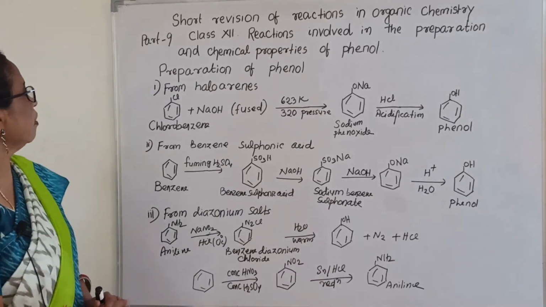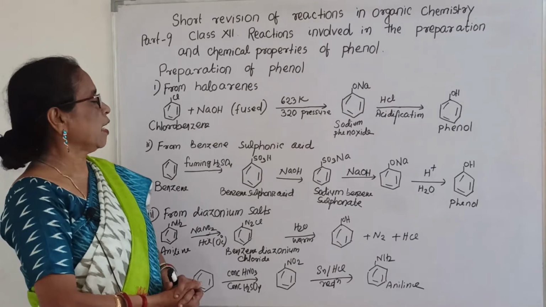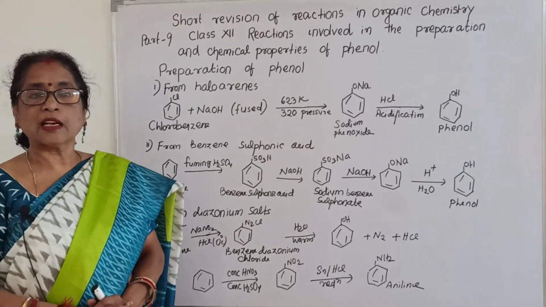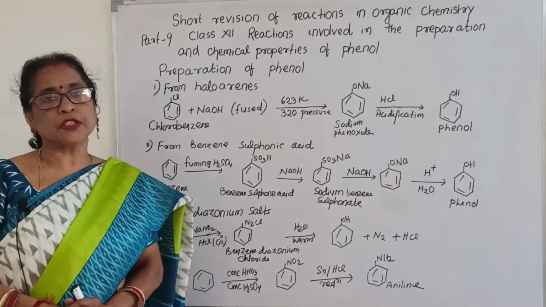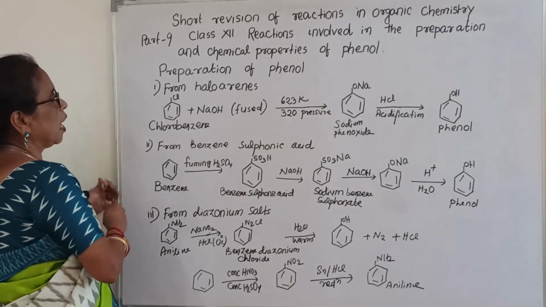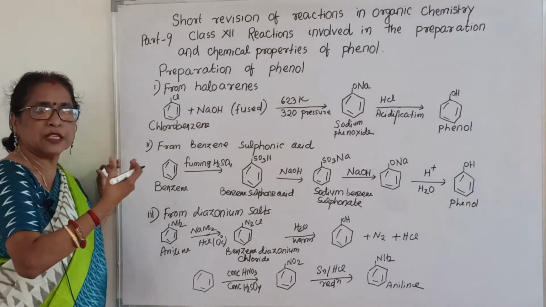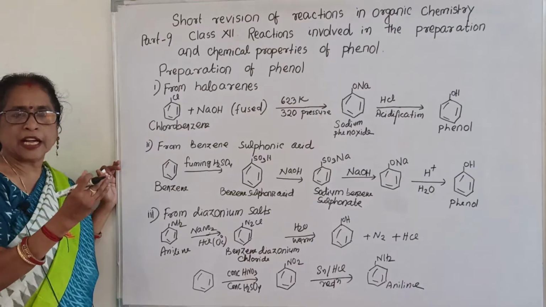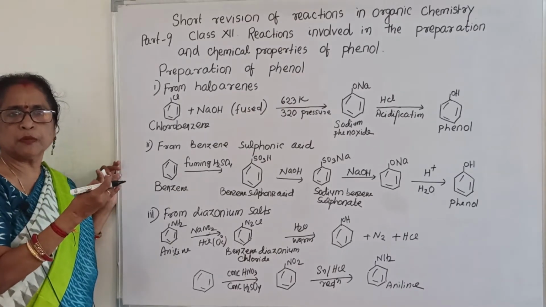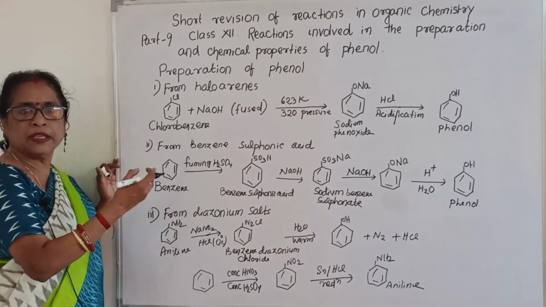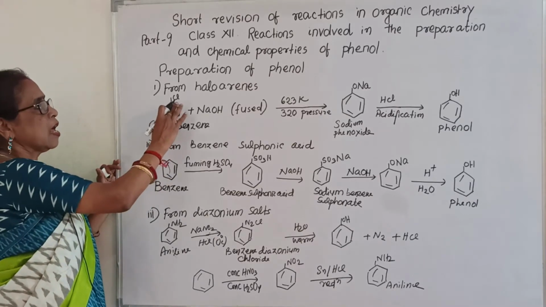And first of all, in part 9, I want to explain the preparation of phenol. What are the reactions involved in the preparation of phenol? See here, the first point is from haloarene. What is meant by haloarene? Arene means benzene, halo means chlorine, bromine, iodine you can add. That means chlorobenzene, bromobenzene, like this they are known as haloarenes.